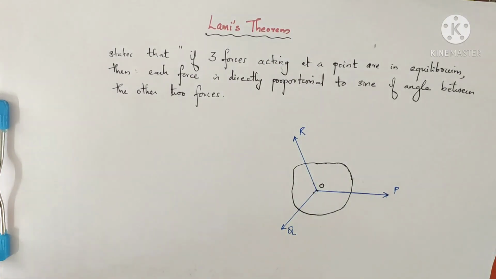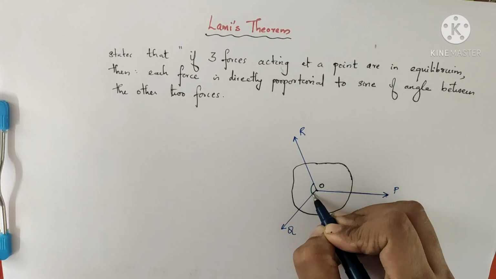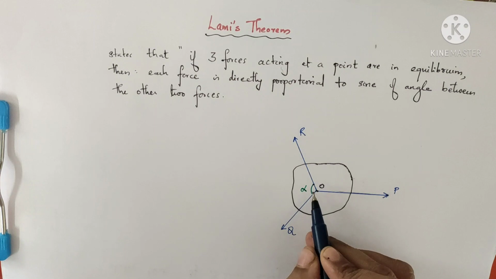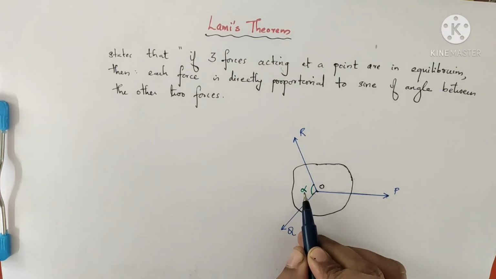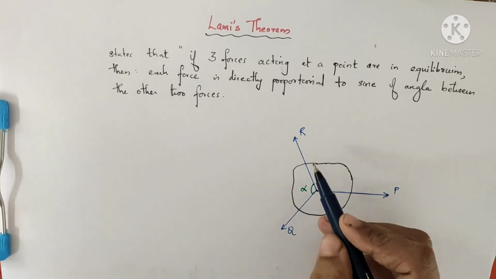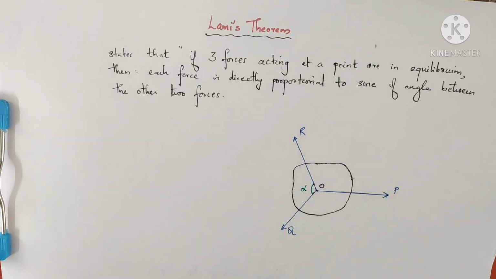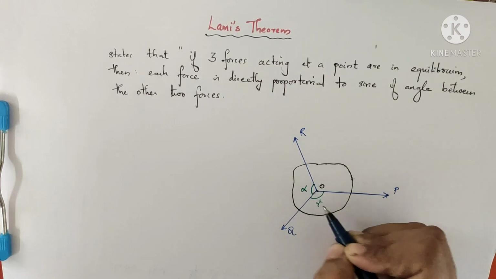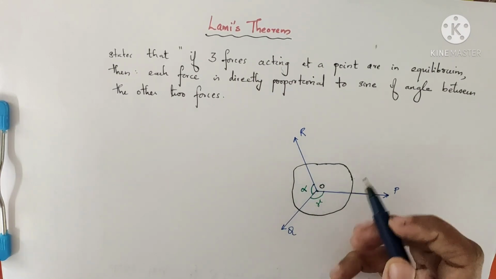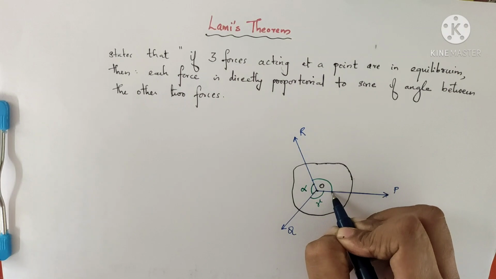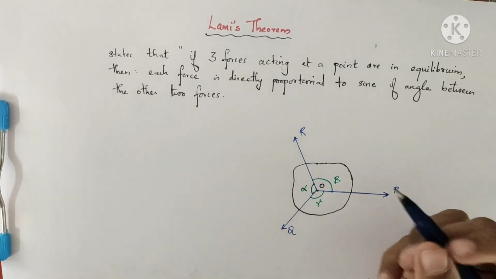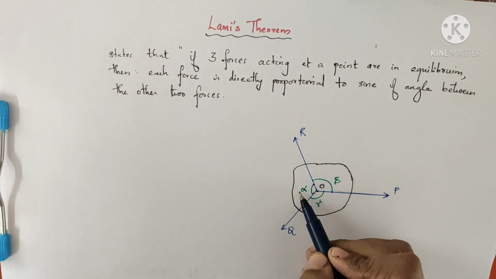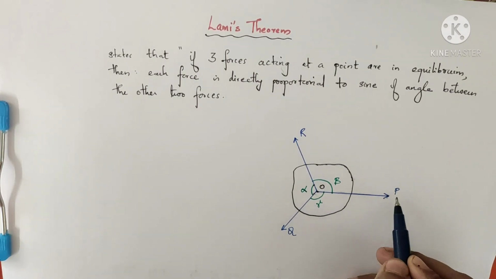This is alpha. So alpha is the angle opposite to P and between the other two forces. Now let's mark the other angles. This is gamma. Gamma is the angle opposite to R. And this is beta. So each force is directly proportional to the sine of the angle between the other two forces.